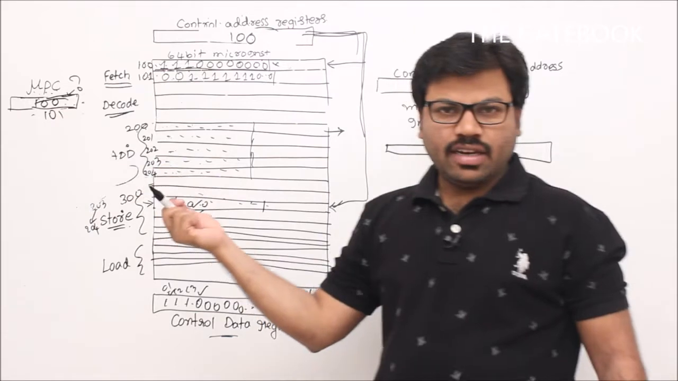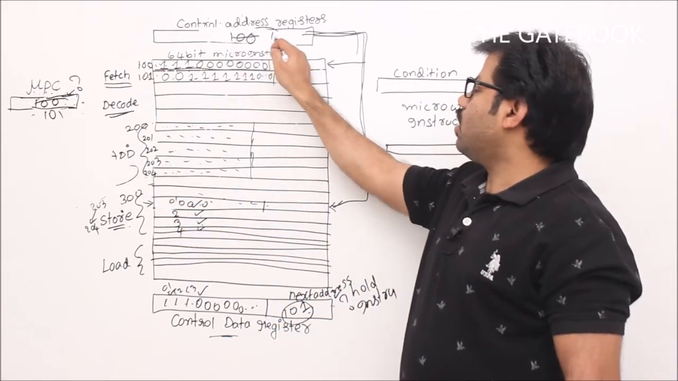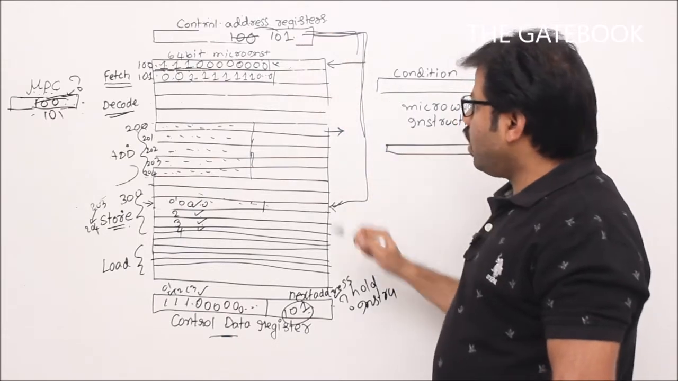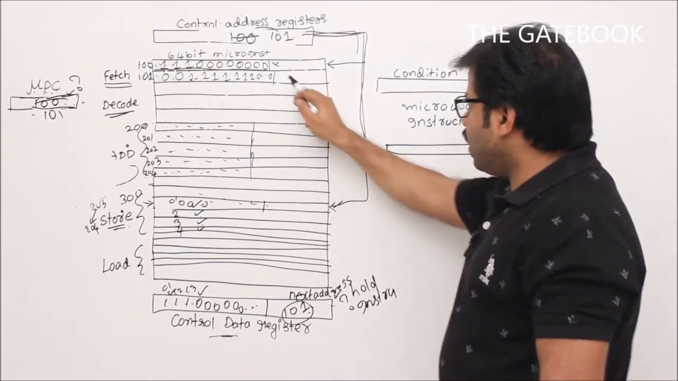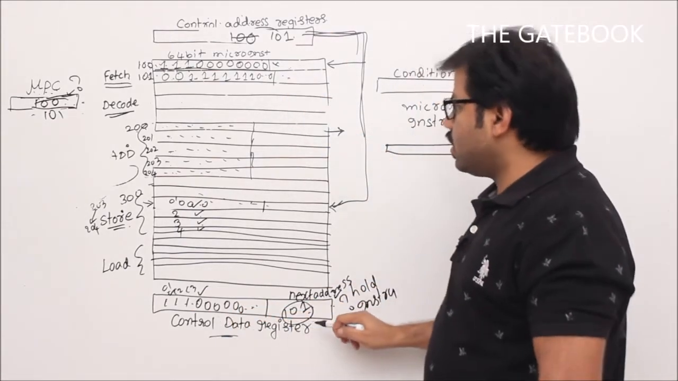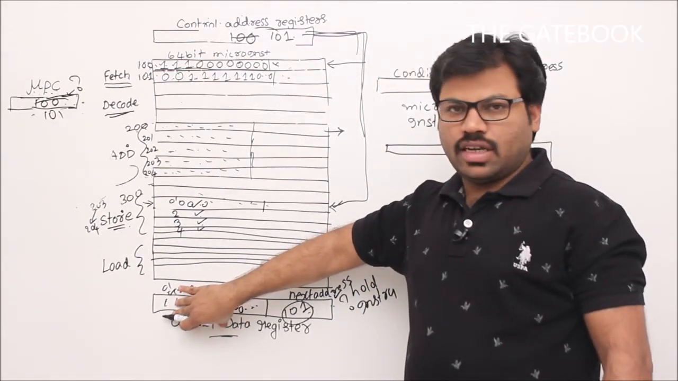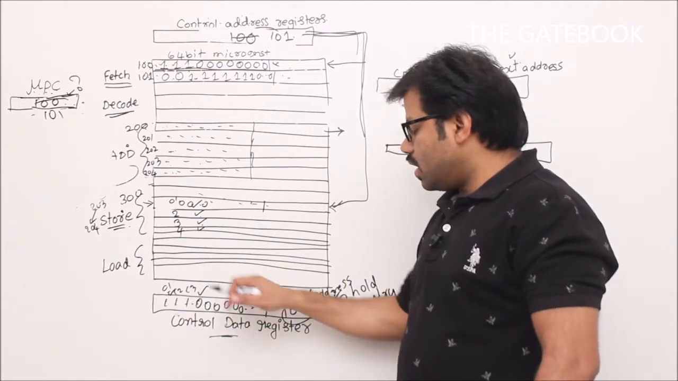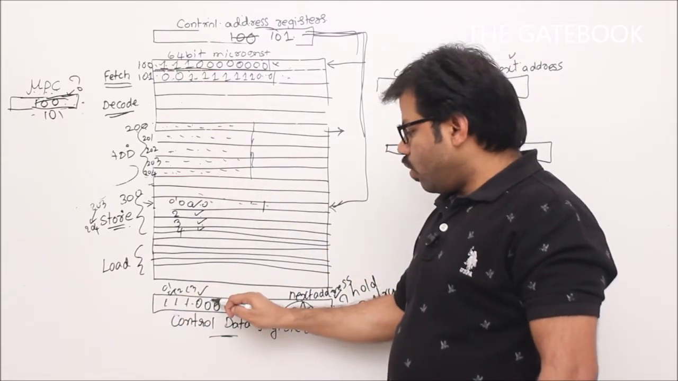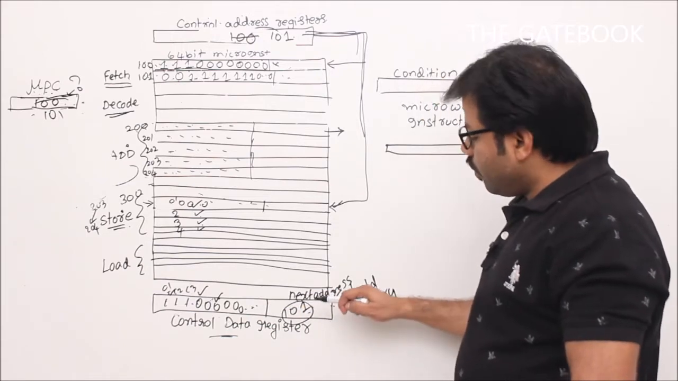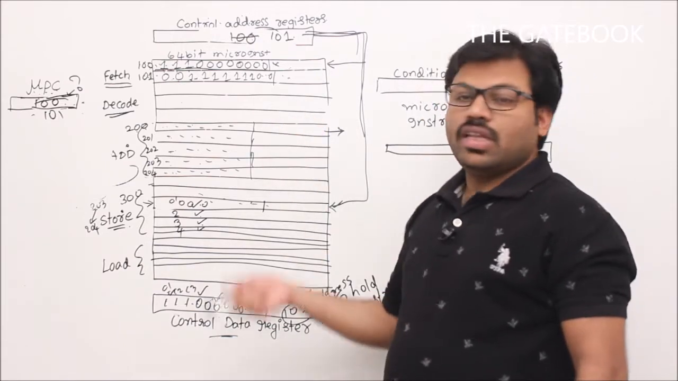Now in the next cycle, what happens? Control address register gets 101, and because of that we fetch this instruction. Then again that will be transferred to control data register, and again this part will go to control signals. That means appropriate control signals will be generated using the micro instruction, otherwise the control word, and this next address we will be using for the next instruction.